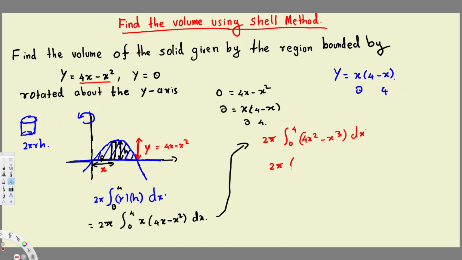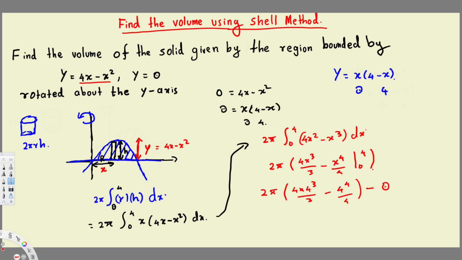Now this one is easy to integrate, so let's do the integration. 2 pi times 4x cube divided by 3 minus x to the power 4 divided by 4, going from 0 to 4, and that's it. So let's substitute all the values. We are going to have 4 times 4 cube divided by 3 minus 4 to the power 4 divided by 4, and the other values are going to be 0, because if you substitute 0 for x, the whole thing is going to be 0, so that doesn't change anything.